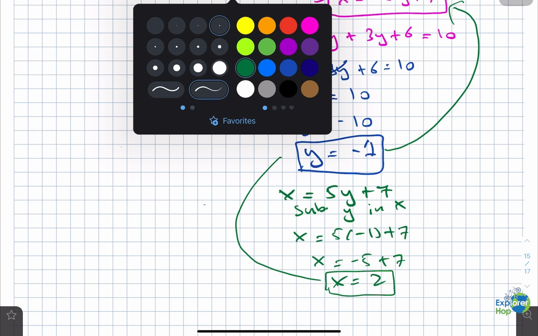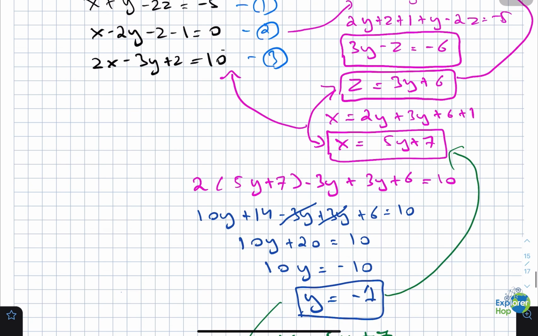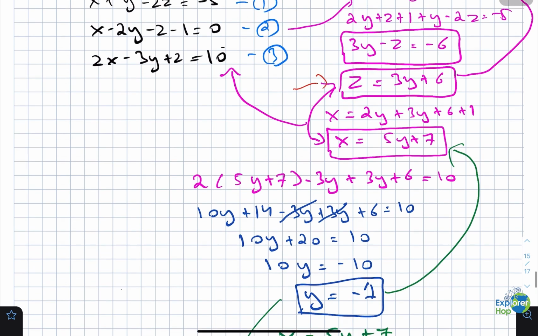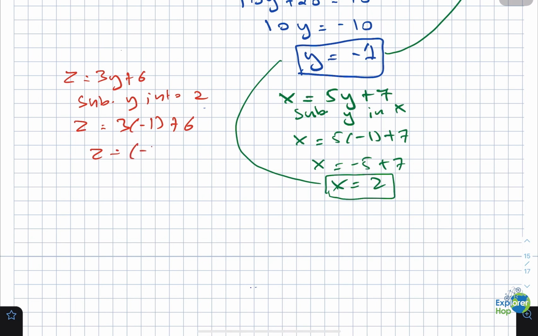The last piece of our puzzle is finding z. We have z as 3y plus 6. Since z equals 3y plus 6, we can substitute y into z. That gives us z equals 3 times minus 1 plus 6, which is z equals minus 3 plus 6. Therefore z is 3.